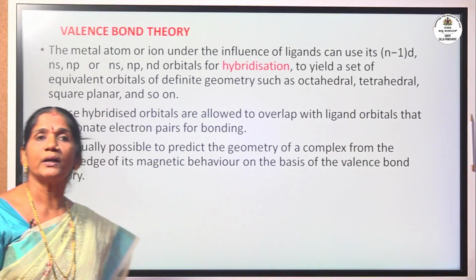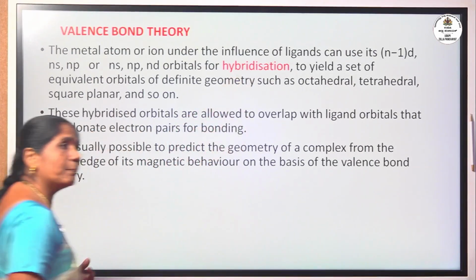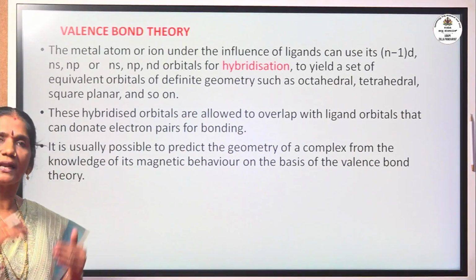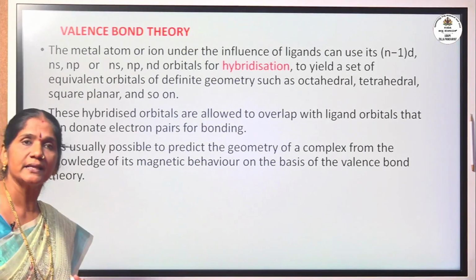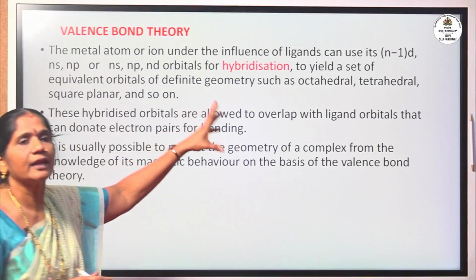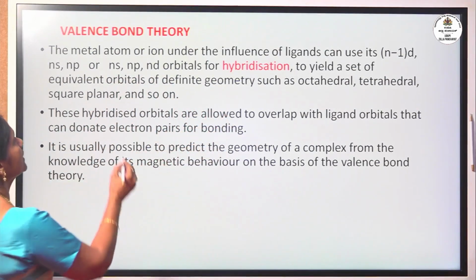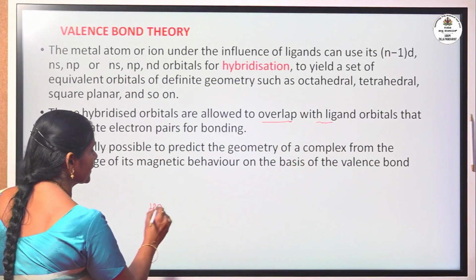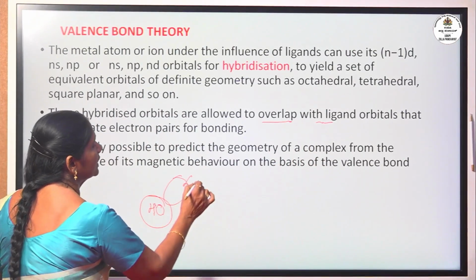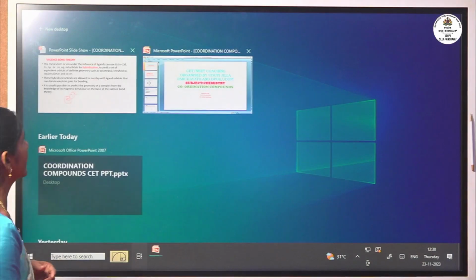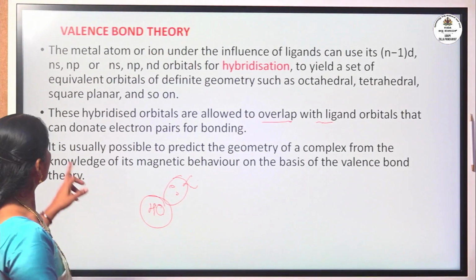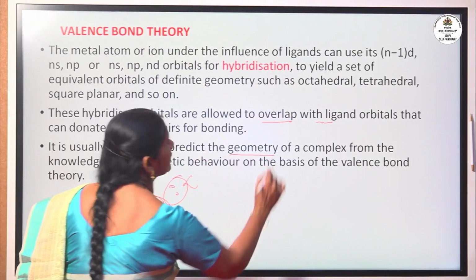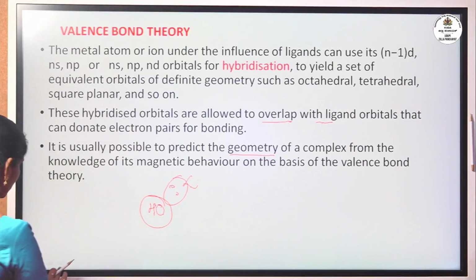Next comes valence bond theory, where we get the idea about hybridization. The different atomic orbitals present in the valence shell of the metal atom undergo hybridization and give a set of new orbitals, hybrid orbitals, which then are allowed to overlap with the ligand orbitals. So, the hybrid orbitals present in the central metal atom overlap with the ligand orbitals forming coordinate bonds. So, then based on their magnetic behavior, it is possible to predict the geometry of the complex ion also.